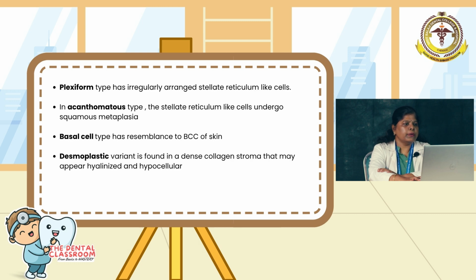In the plexiform type, it has irregularly arranged stellate reticulum like cells. In the acanthomatous type, the stellate reticulum like cells undergo squamous metaplasia. Basal type has resemblance to BCC of skin. Desmoplastic variant is found in a dense collagen stroma that may appear hyalinized and hypocellular.